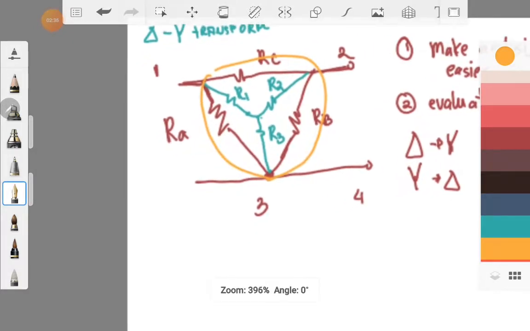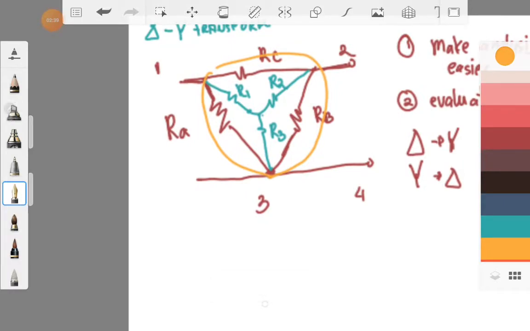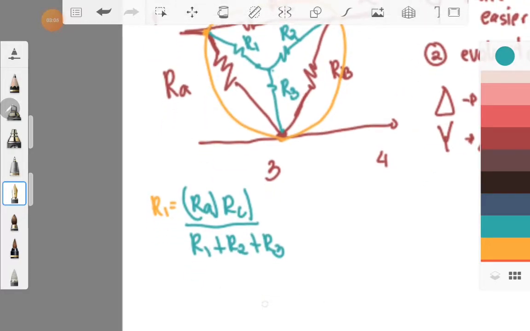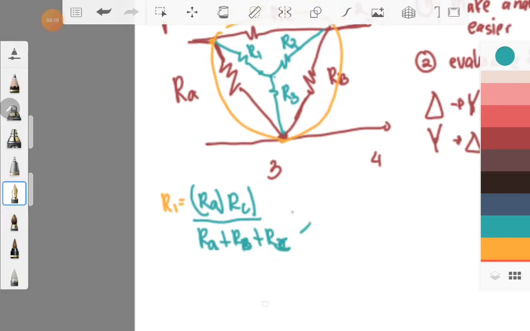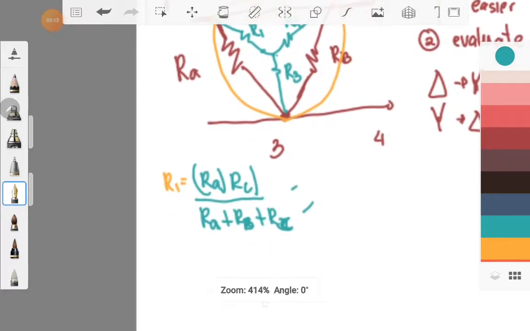Practically, the formula for this one is your R1 is equal to kung ano yung nakakonekta sa kanya divided by the total of all the resistors in delta. So, we have RA multiplied by RC all over RA plus RB plus RC, sorry. So, RA plus RB plus RC. These are the resistances that can be found in your delta connection.